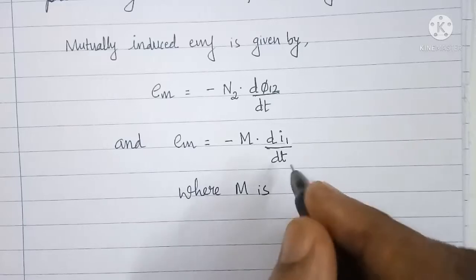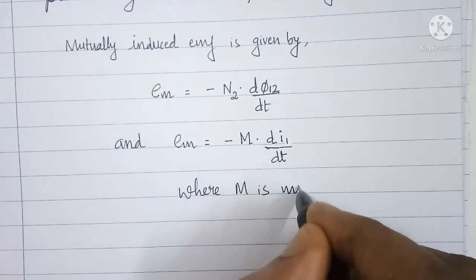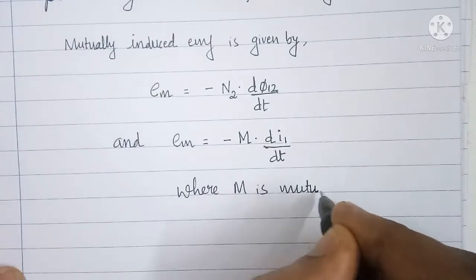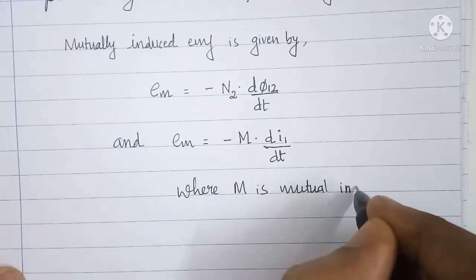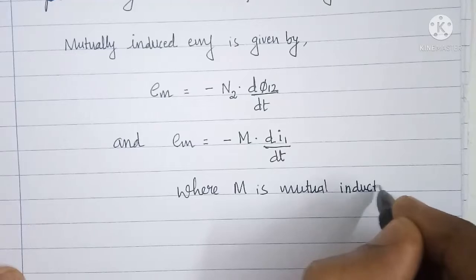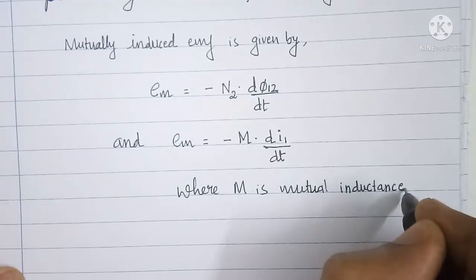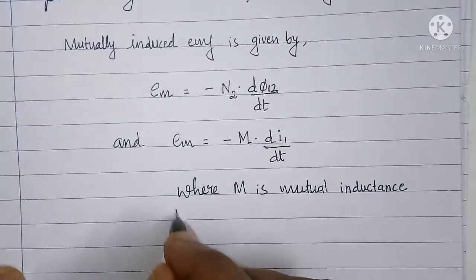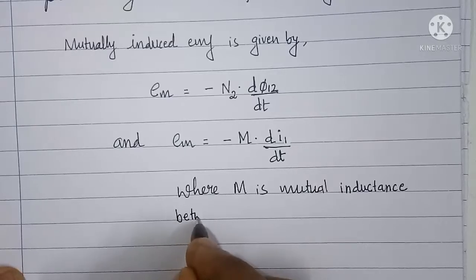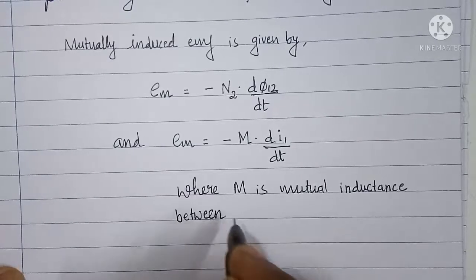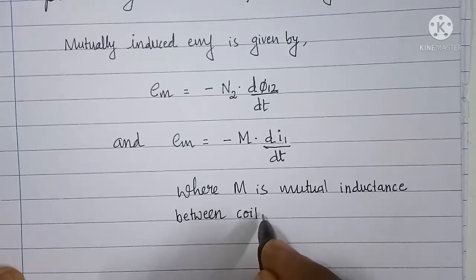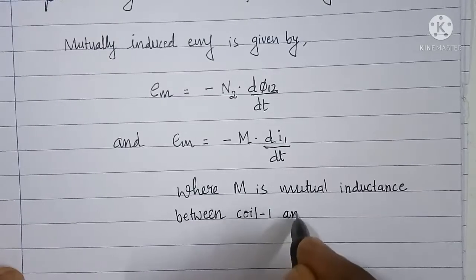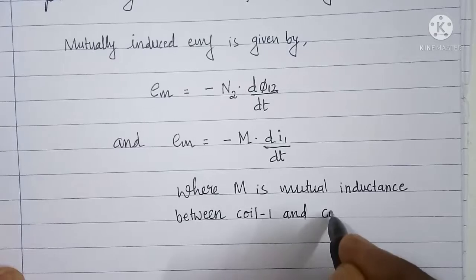Where M is mutual inductance between coil 1 and coil 2.